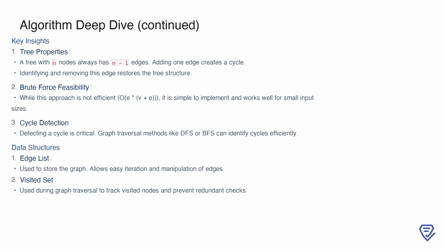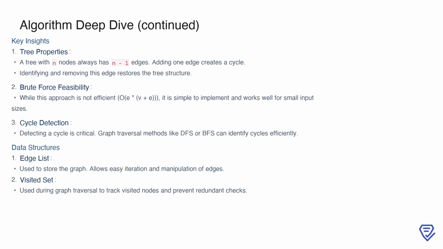The key to solving this problem lies in understanding tree properties. A tree with n nodes always has exactly n minus 1 edges. Adding one extra edge introduces a cycle, and removing this edge restores the tree structure. While the brute force approach is straightforward to implement, it is not efficient, with a time complexity of O(e * (v + e)), where e is the number of edges and v is the number of vertices. However, this method works well for small graphs.